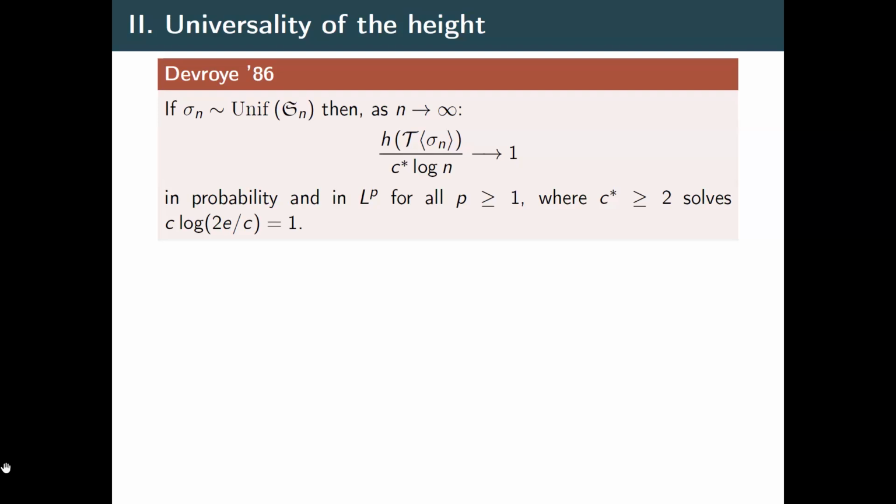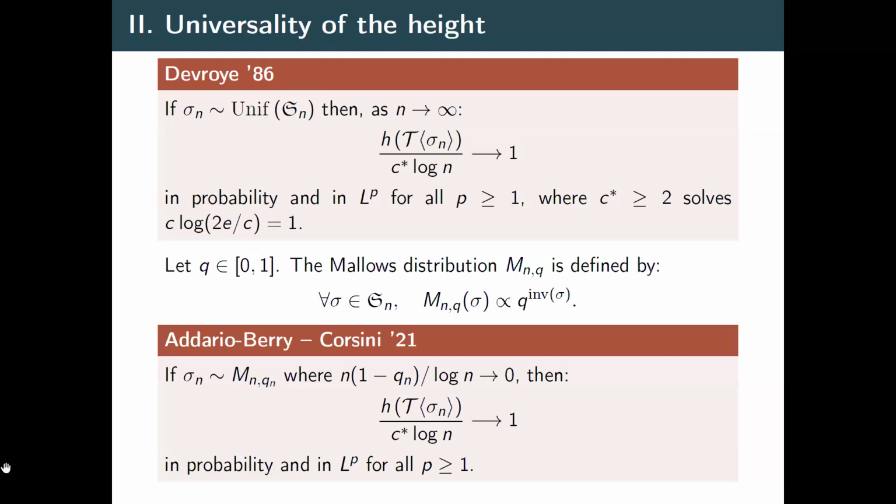Now, let's look at some other random permutations. For example, the famous Mallows distribution, which is a Gibbs distribution. You have a parameter Q, which here we can assume is between 0 and 1. The Mallows distribution gives a mass proportional to Q to the power the number of inversions of the permutation. So as was said, when Q is close to 1, this distribution is close to the uniform distribution, and when Q is close to 0, it gets concentrated around the identity permutation.